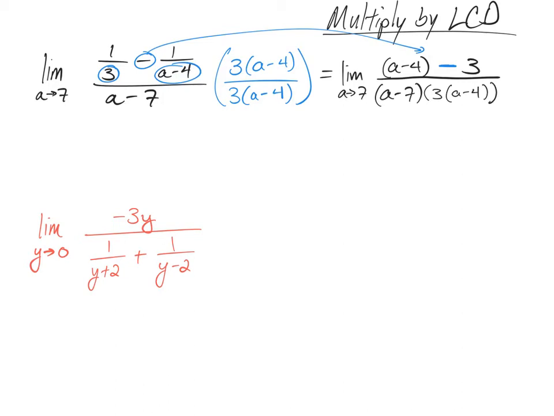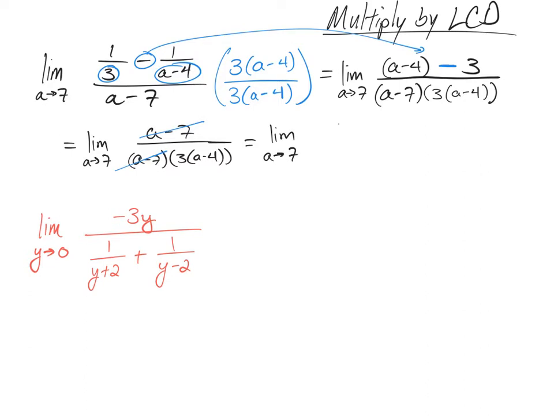Now, simplifying the numerator a little bit, a minus 4 minus another 3 ends up giving you an a minus 7. So in the denominator, we will still have a minus 7 times 3 times a minus 4. And we still have to write the limit as a approaches 7 because we haven't made a direct substitution yet. But now the a minus 7's can cancel, and we can now write the limit as a approaches 7 of 1 over 3 times a minus 4.